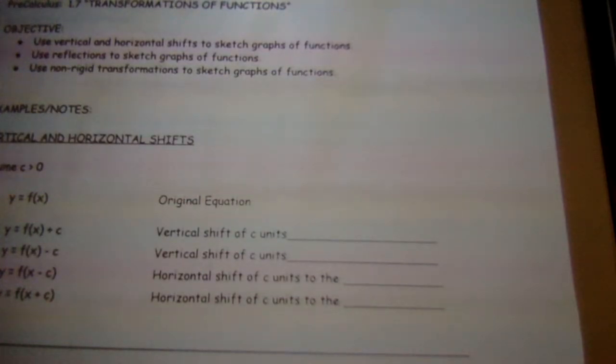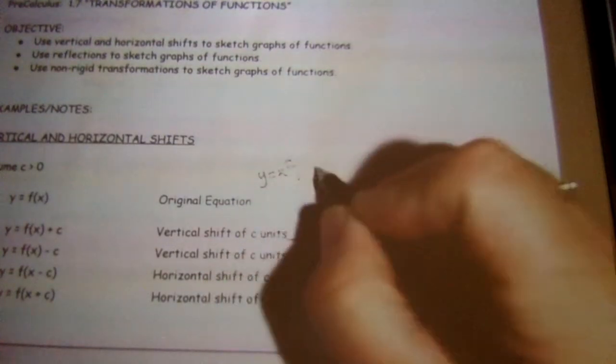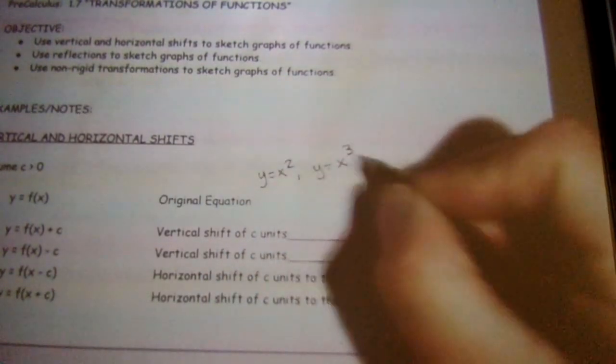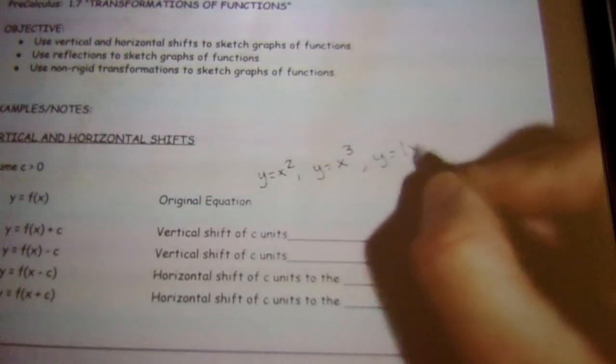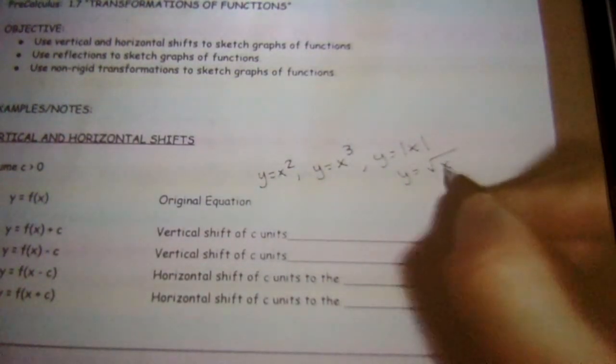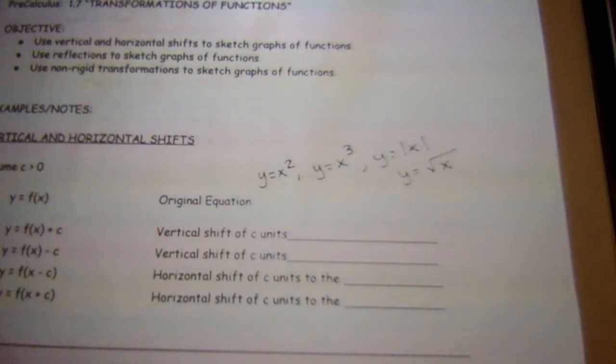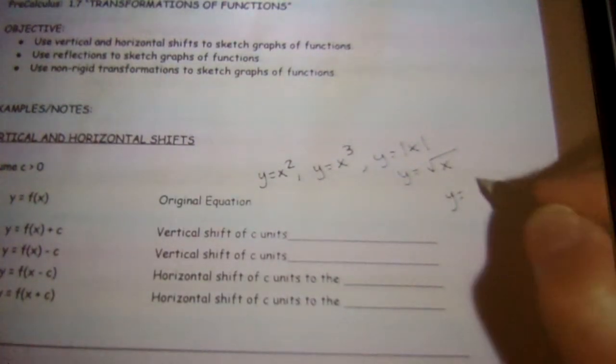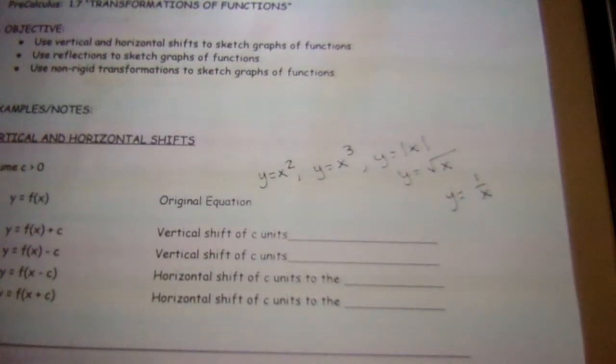Those are those parent functions. The y equals x squared. The y equals x cubed. Y equals absolute value of x. Y equals the square root of x. Y equals 1 over x. I'm not putting the y equals x here, because are we going to shift y equals x? No, we're just going to use our slope-intercept form and graph them. So those are our parent functions.